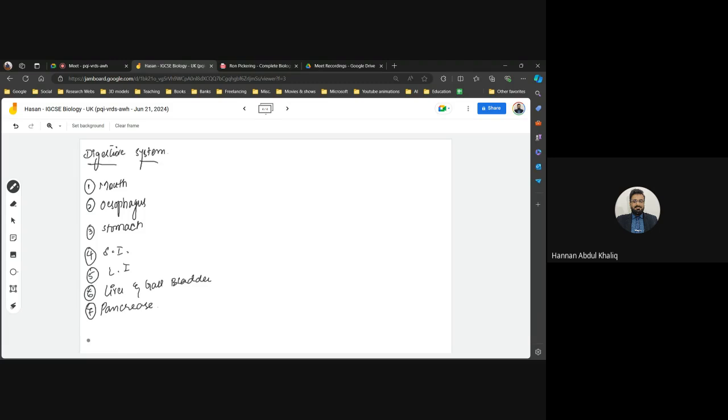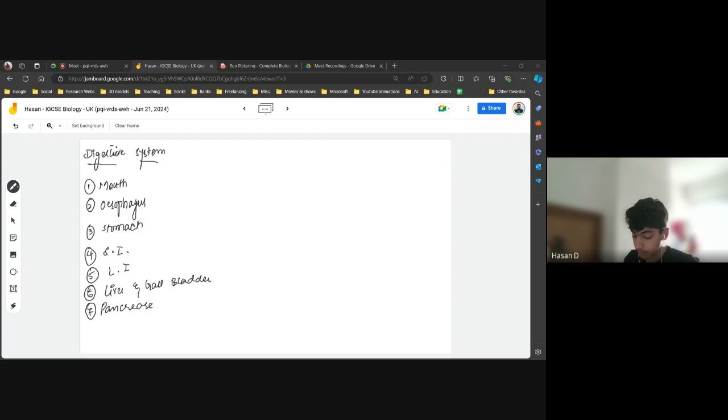These are the organs which are involved in the digestive system. And the digestive system. Can you tell me what is a system? What is the actual meaning of a system in our bodies? So an organ system specifically would be when different organs work together. And when they work together, it's called an organ system.